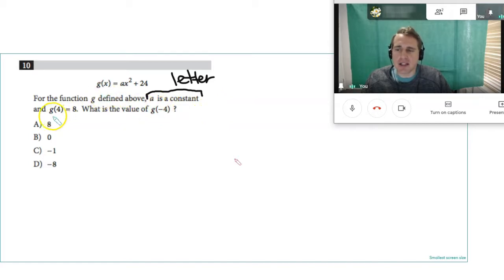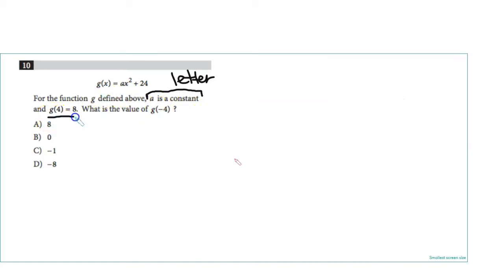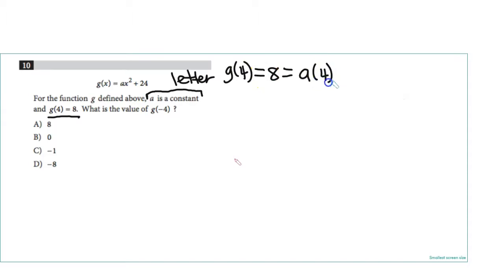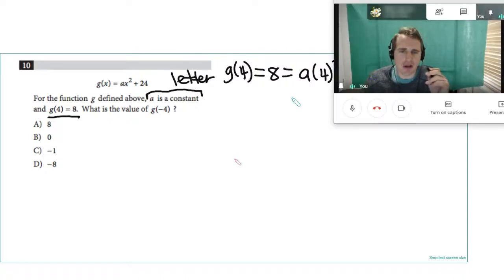So basically, we have this important fact: g of 4 equals 8. So let's write that down. g of 4 equals 8. Well, you have to put in 4 for x to then find a. Yep, so let's start off with 4, right? So we go 4 squared plus 24. We need to work this part of the problem through to find a.